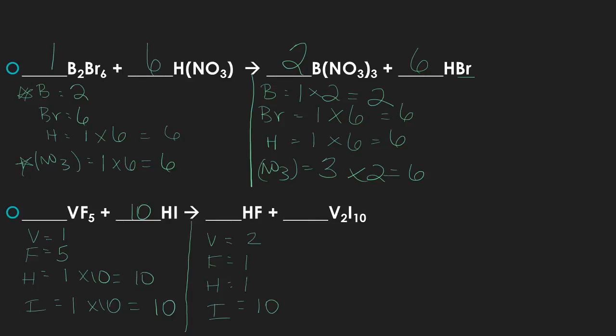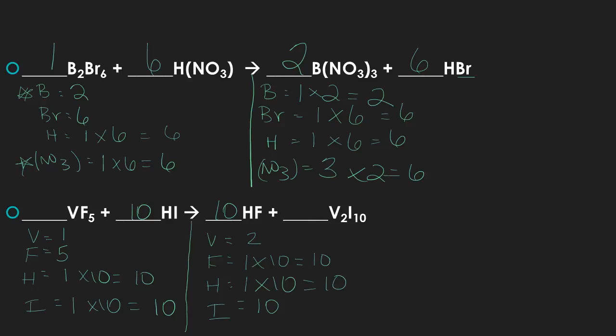So now I have 1 V on the left, 2 on the right. 5 F's on the left, 1 on the right. 10 H's, 1 on the right. 10 I's on the left, 10 on the right. So again, I'll start with the biggest difference, which is hydrogen. I need to multiply this by 10. I put that in my coefficient out in front of the compound. I check, does anything else need to be multiplied by 10? The answer is yes, the fluorine, or the F.